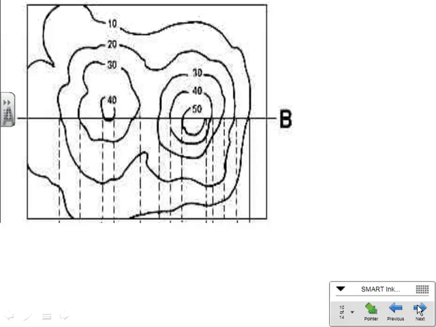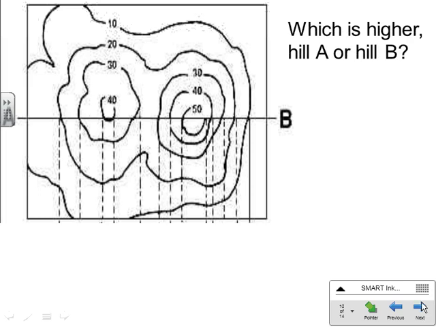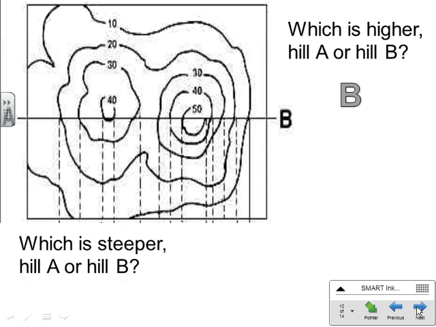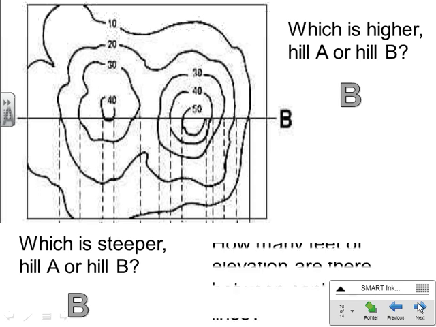So let's answer a few practice questions using this map. Looking at this map, which hill is higher, Hill A or Hill B? If you chose Hill B, you're correct. We can see our highest point of elevation here, indicated by our contour lines, is 50, and on Hill A, it's 40. Which is a steeper hill, Hill A or Hill B? If you chose Hill B, you are correct. We can see our contour lines are closely spaced together on this side and more spread apart over here.